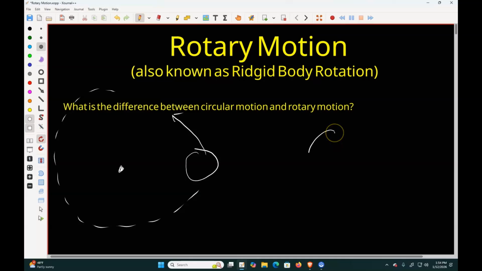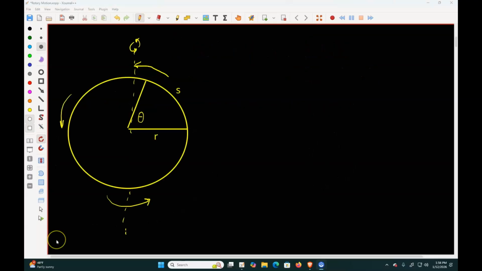So I have an object here, and we have an axis going through it, and it's spinning around that axis. The object does not move in a circular path around an internal axis, so think of something like a top spinning on its axis. So I have an object spinning.